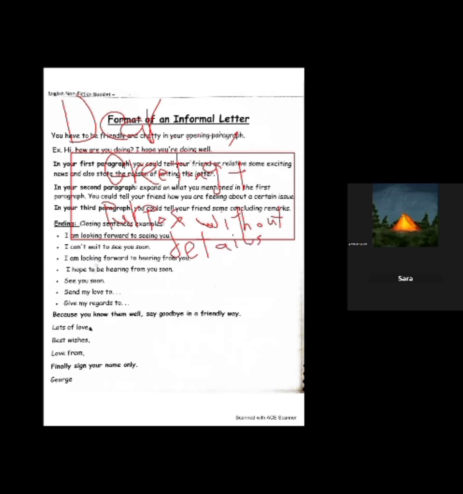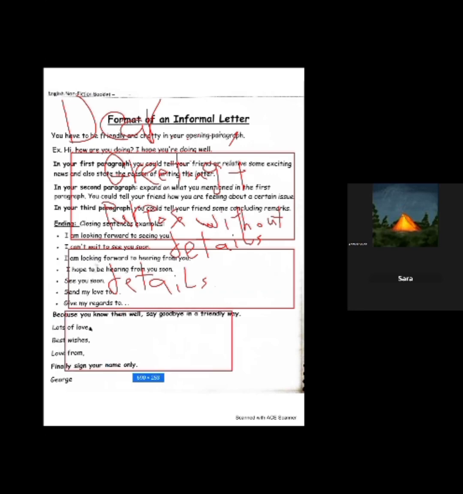What should you write in the second paragraph? In the second paragraph, you should provide your friend with some details about the topic that you mentioned in the introduction. Then, the conclusion at the end. What should you write in the conclusion? In the conclusion, you should write concluding remarks. Concluding remarks such as I'm looking forward to seeing you soon.